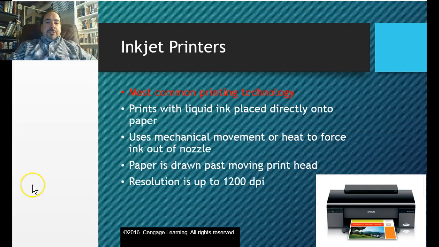Inkjet printers, the argument for an inkjet printer used to be that it was cheaper than a laser printer. I'm not sure that's true anymore. Although if you're into photography and printing off photos, you can get some really high resolutions with a good high-end Epson inkjet printer, up to 1200 dpi, which is ridiculous. Again, that's professional grade.